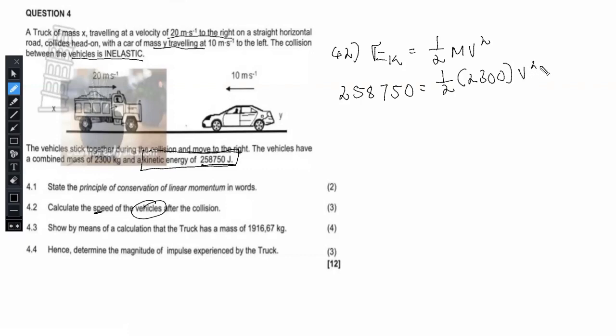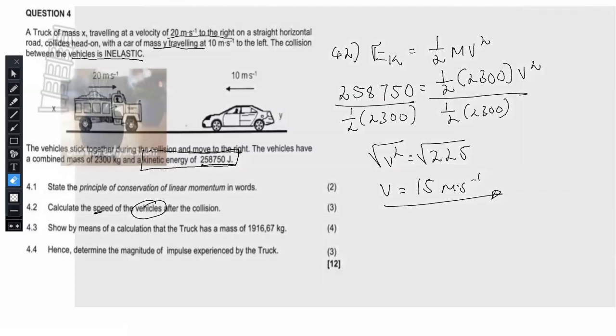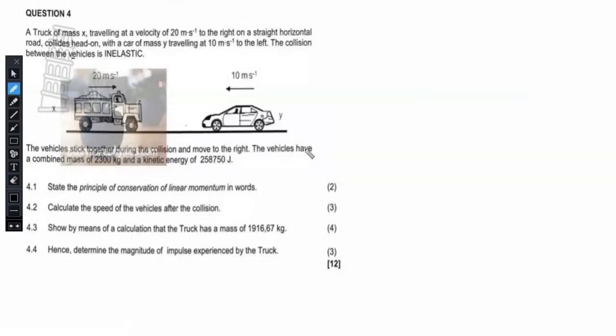2,300. And then v squared, at this point we must divide both sides by half of 2,300. When you punch all that into your calculator, you get 225, and if you then square root both sides to get rid of that square, you will be left with 15 meters per second. So this will be 15 meters per second. Remember, this is speed. It's only a scalar, so we do not need to indicate the direction. Okay, now we have the final velocity with which the combined vehicles move.